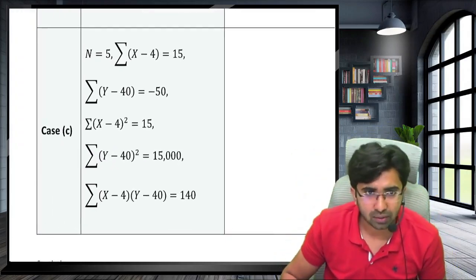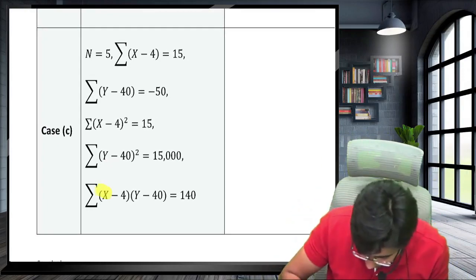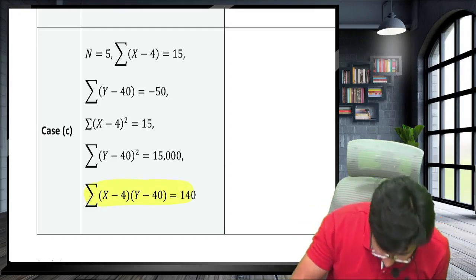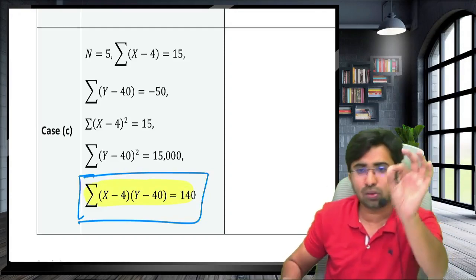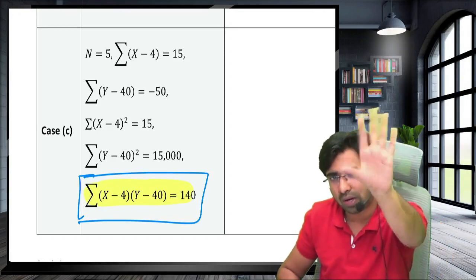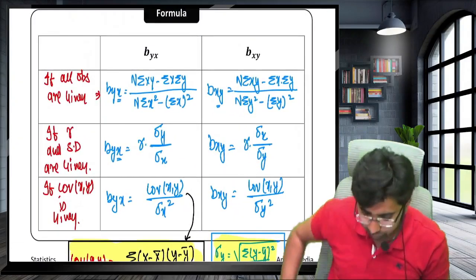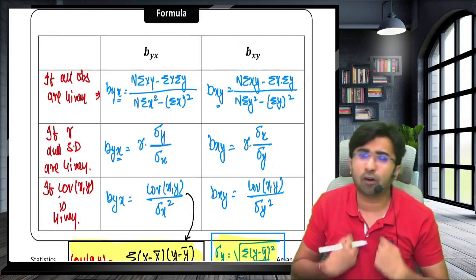Okay, let's start. Pooja, whenever you see this particular thing, x minus x bar into y minus y bar, this is provided only to calculate the covariance. Now, we have three formulas to compute the regression coefficient b, but we have to think about which formula is better.